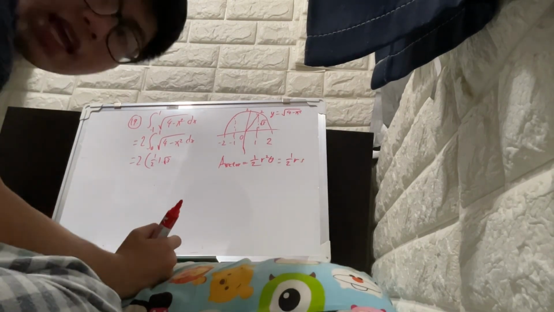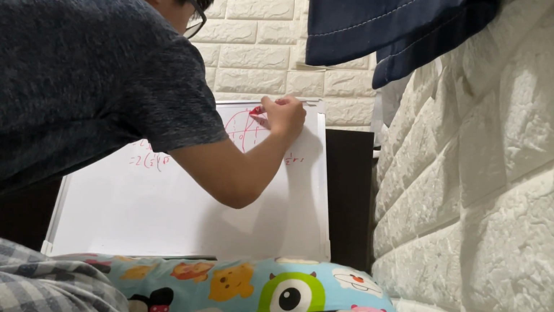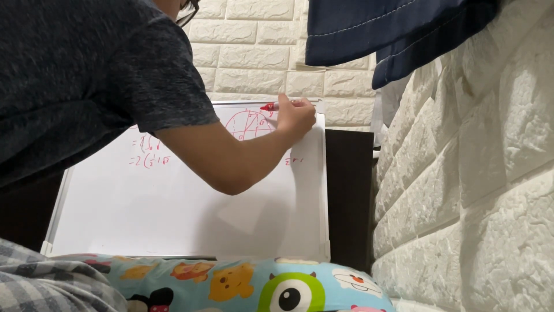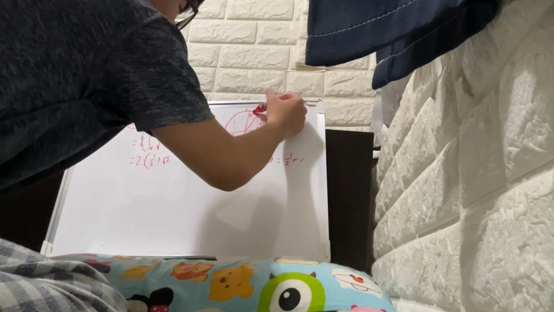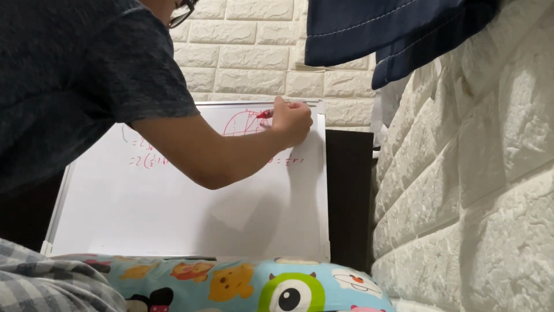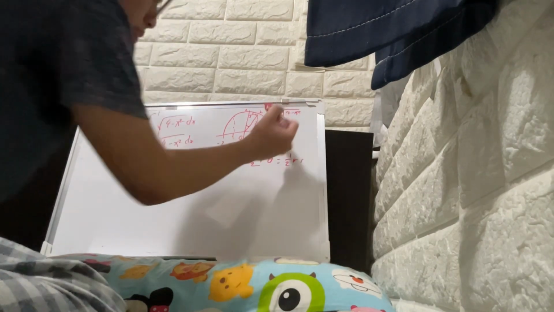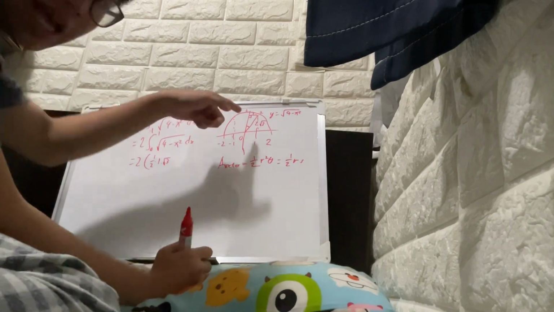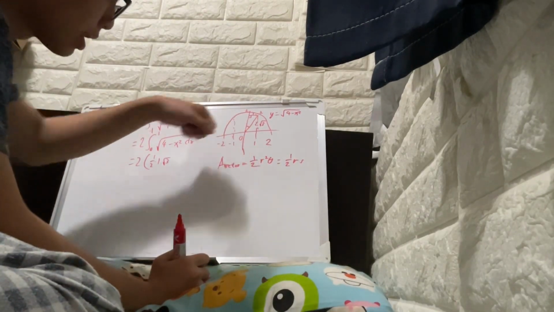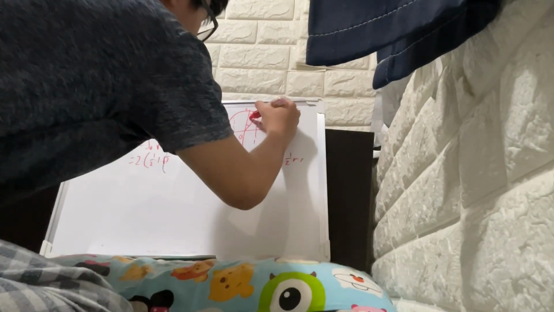So let me draw a line here. And this is also a right triangle, and this length is just 1, and this radius is 2. What's this theta now? We can use our inverse sine of 1/2. You get pi over 6.